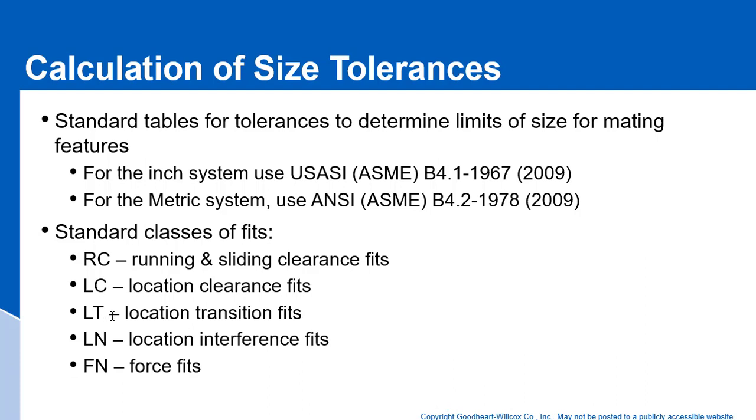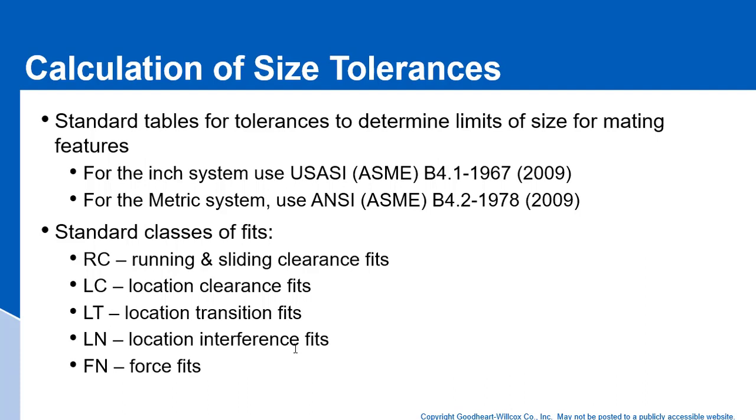LT is where you have a transition fit. The tolerances of the hole and the shaft are such that they may be clearance at one end of the tolerance and they may be interference at the other end of the tolerance. And since you're just trying to locate these parts and put them together, that should be acceptable for that type of fit. And then there's the locational interference fits.